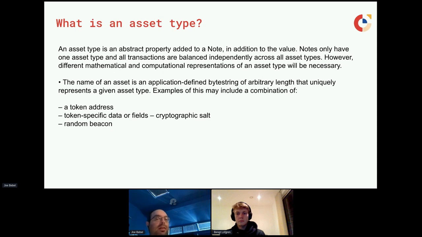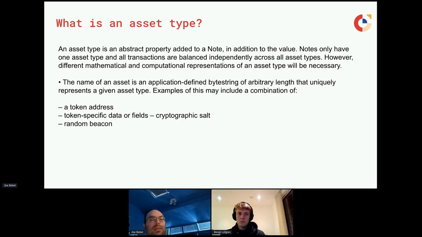And the idea of this is, of course, that you don't necessarily want to start with different asset types messing with each other. You don't want a transaction which has one type of asset to change its properties when you add a second type of asset to the same transaction. It shouldn't affect asset one at all.